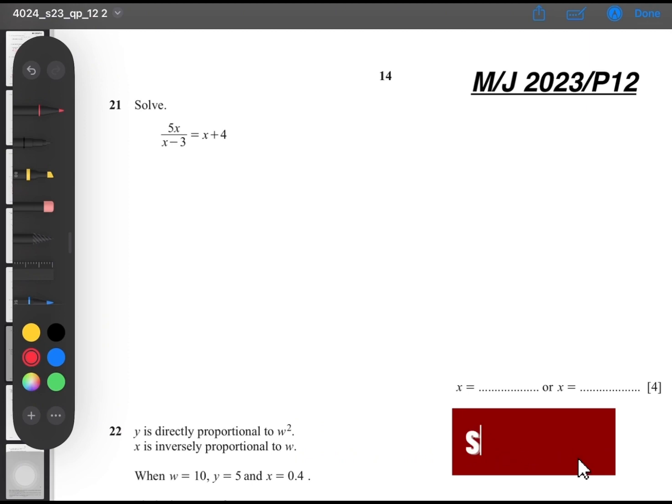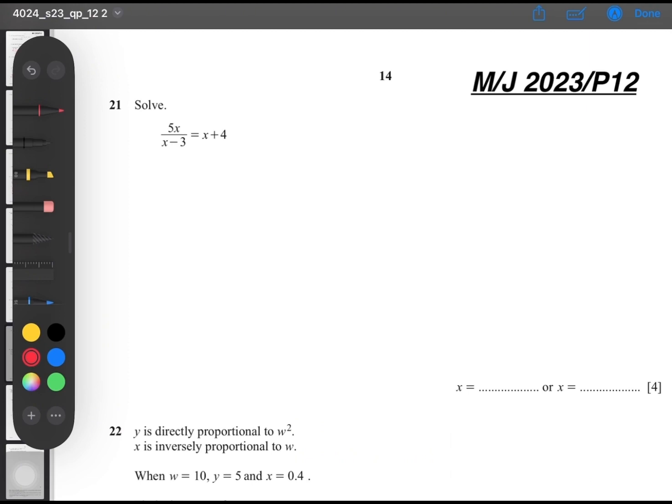Question number 21. Solve 5x over x minus 3 is equal to x plus 4. So first of all, I will cross multiply. So I will get 5x is equal to x minus 3 into x plus 4. So we will expand, and the expression will be x into x plus 4 minus 3 into x plus 4.